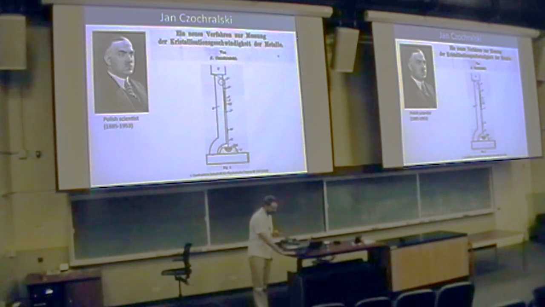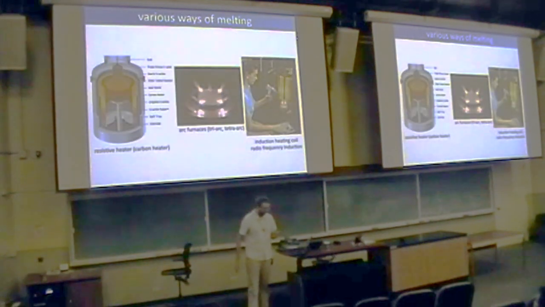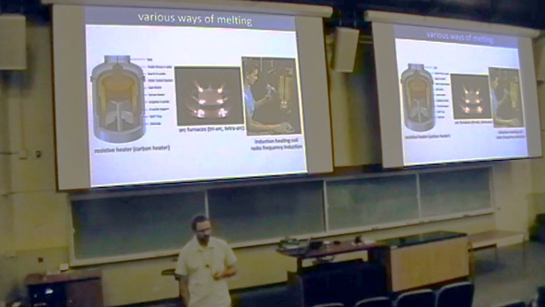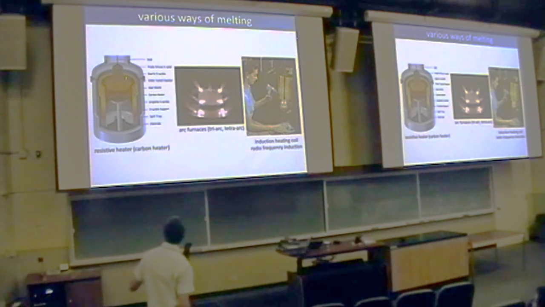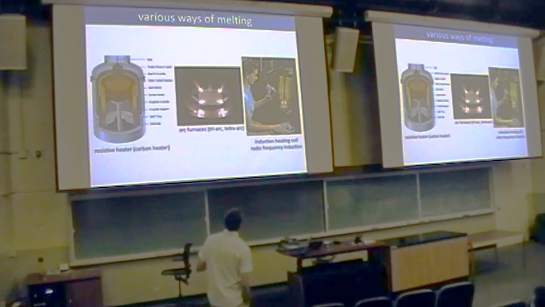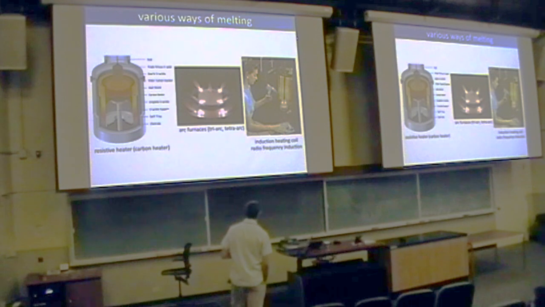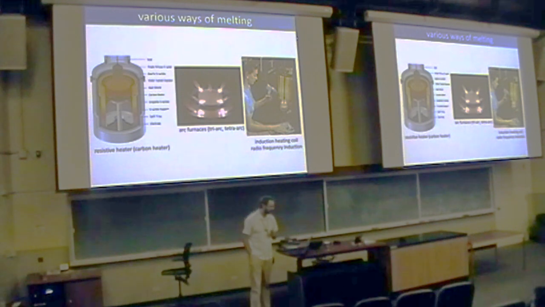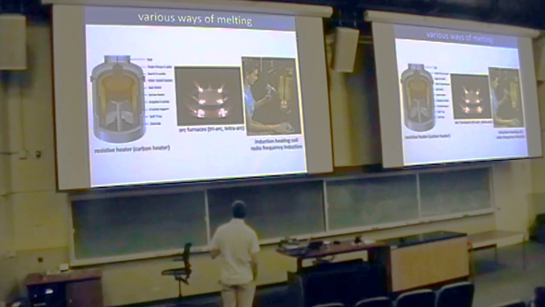Now, to melt the materials, you can use various techniques. You can use a simple resistive heater, or you can use arc discharge, or you can use even induction heating. Now, for uranium germanium 2, because those are metals, it is possible to use arc, for example.